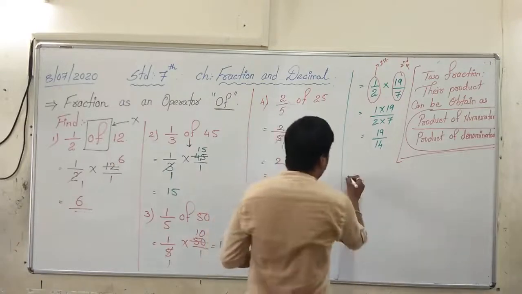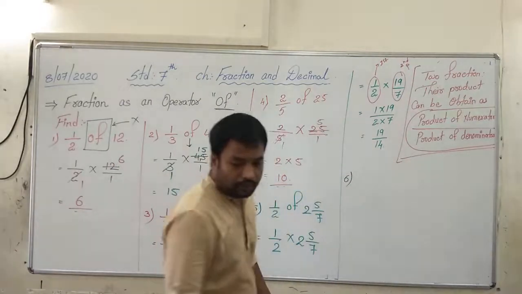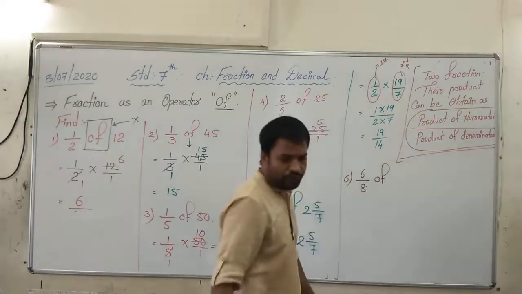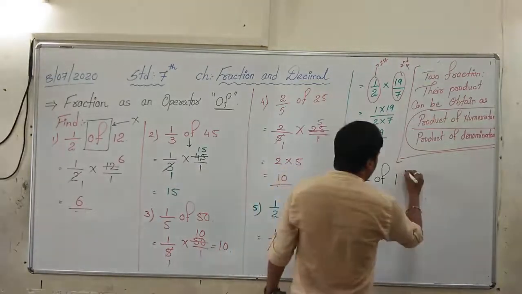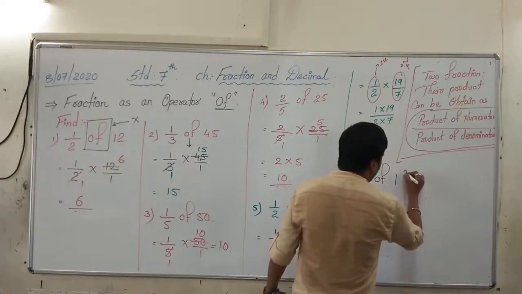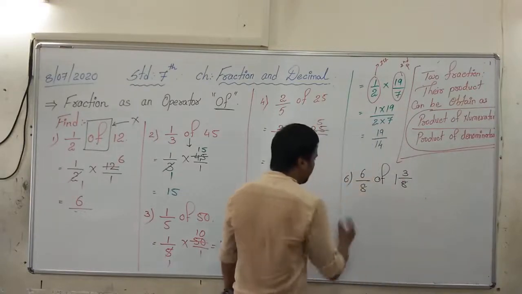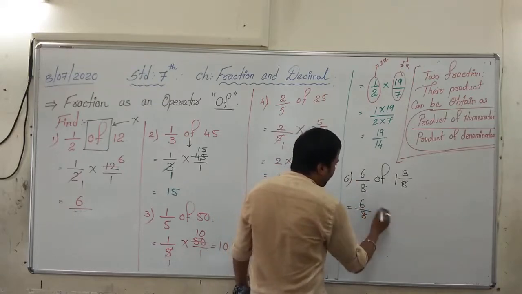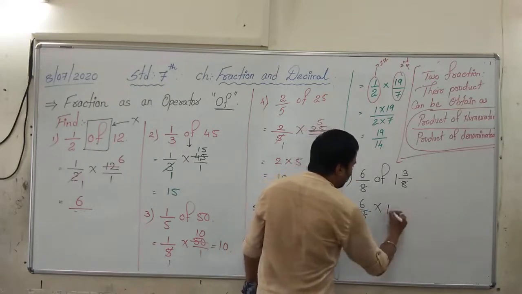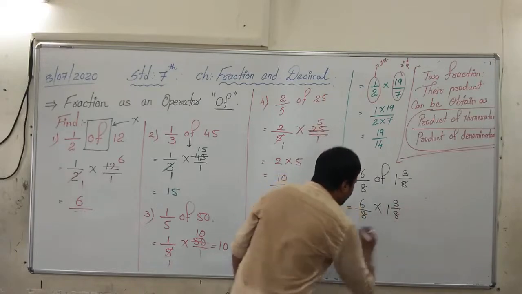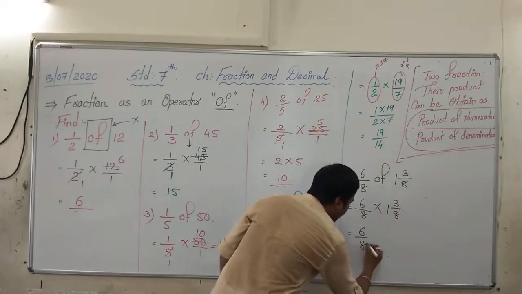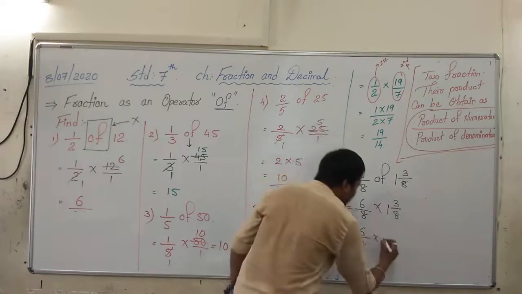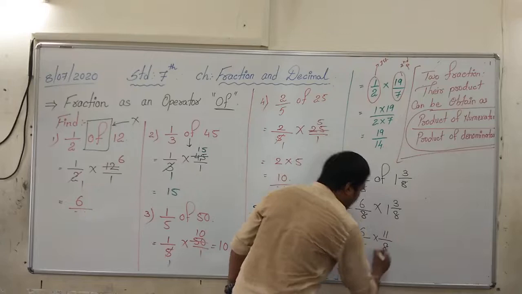And the next sum, right? 6 upon 8 of 1 integer 3 upon 8. So that is nothing but 6 upon 8 as it is. This of indicates multiplication sign. 1 integer 3 upon 8. So that is 6 upon 8 multiply 8 ones are 8, 9, 10, 11. So that is 11 upon 8.